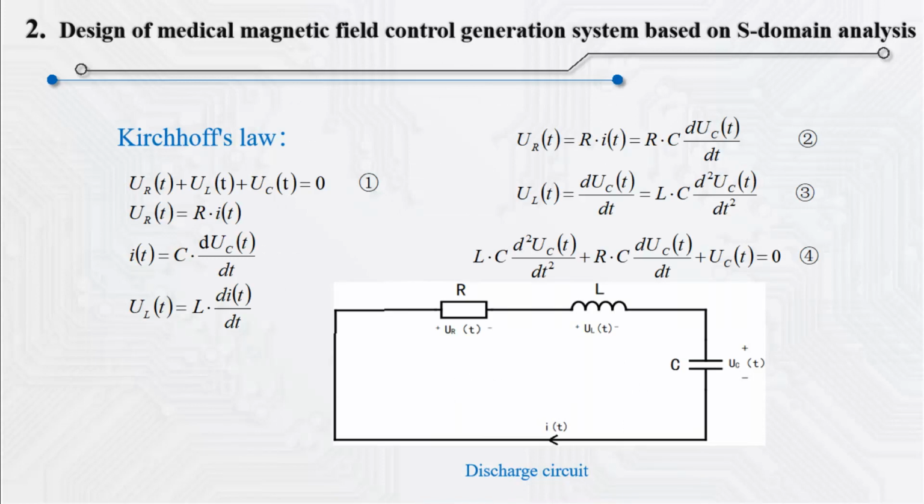In the given reference direction of voltage and current, according to Kirchhoff's law, there is uR(t) + uL(t) + uC(t) equals 0. Then substituting the voltages at both ends of the resistor and inductor, we get the second-order equation. We solve this equation and we get its characteristic roots.